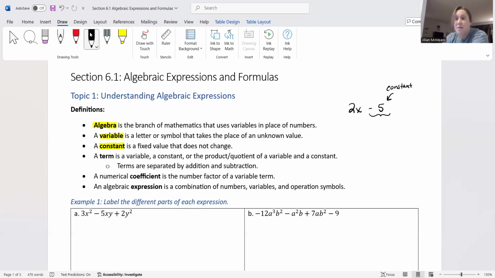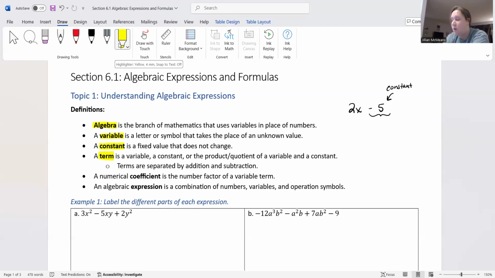Okay? That leads us to the next definition. So the next definition is a term. Okay, so a term can be a variable, it can be a constant, or it could be the product or quotient of a variable and a constant. However, when you multiply or divide variables and constants, that constant is no longer a constant once you multiply. Okay, it becomes something else, the next definition in line. But you can have a variable all by itself, you can have a constant all by itself, you can have some number multiplied by a variable or divided. You can have a variable divided by a number. But in that case, that number is no longer a constant.